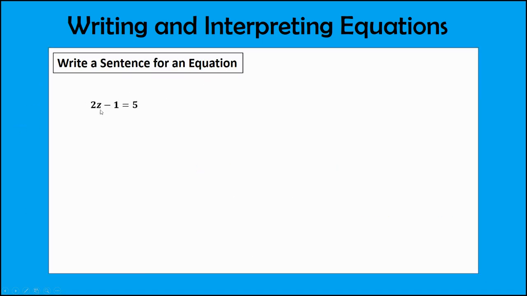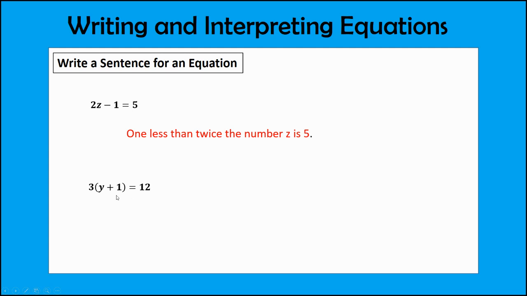Okay, some more of these. Now we have to write a sentence to represent this. There are a few different ways you can say it. I do it the most direct way possible: 1 less than twice a number is 5. You could have said, very straightforward, 2 times z minus 1 equals 5. That works too, guys. This is maybe a little fancier way of doing it, but direct is the best.